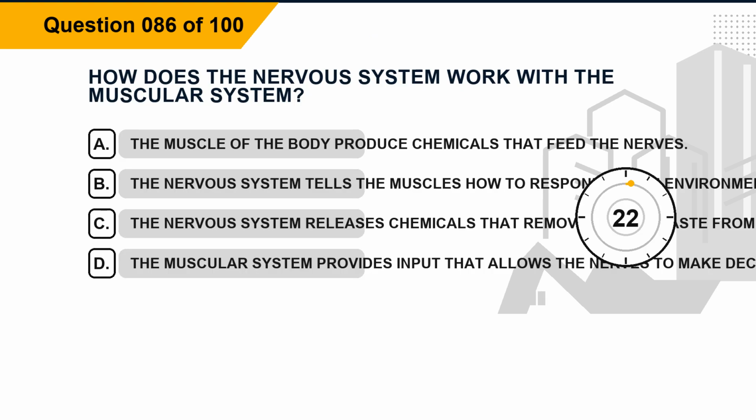Question 86. How does the nervous system work with the muscular system? Option A, the muscles of the body produce chemicals that feed the nerves. Option B, the nervous system tells the muscles how to respond to the environment. Option C, the nervous system releases chemicals that remove excess waste from the muscles. Option D, the muscular system provides input that allows the nerves to make decisions.